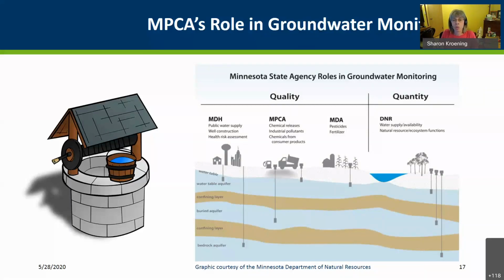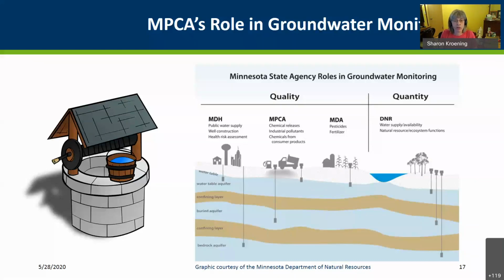And so we're responsible for monitoring for chemical releases of industrial pollutants or chemicals from consumer products. And we also do ambient groundwater monitoring just to see what the impact is of routine chemical use on groundwater quality. And the Minnesota Department of Agriculture, they're responsible for monitoring the state's groundwater for pesticides.